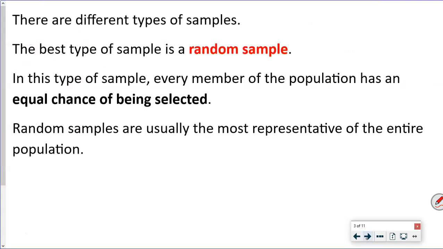There are different types of samples. The best type of sample is what we call a random sample. In this type of sample, every member of the population has an equal chance of being selected, okay? So random samples are usually the most representative of the entire population.